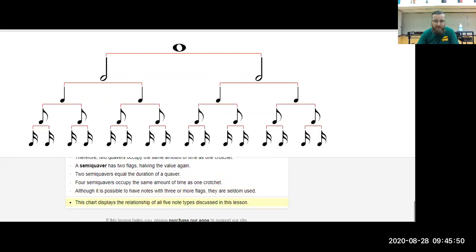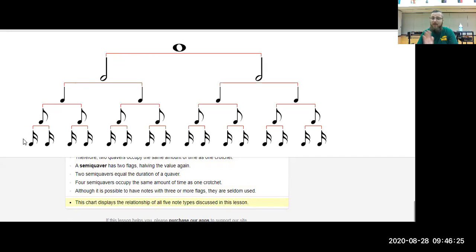All right, and finally, this chart displays the relationship of all 5 types of notes in this lesson. So let's watch the mouse here and let's go through it. We're going to start with the names of them, and then we'll talk about the durations of it. So at the very top of the chart, I hope you're writing this down. You should copy this chart down. At the top of your chart is a whole note. Under that is a half note. Underneath the half notes is a quarter note. Below the quarter notes, these are eighth notes. And below the eighth notes, these are 16th notes.